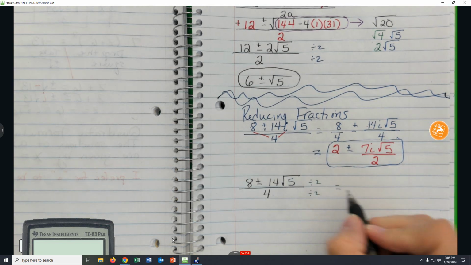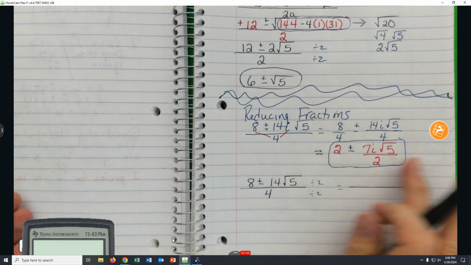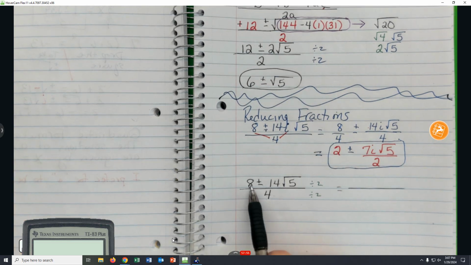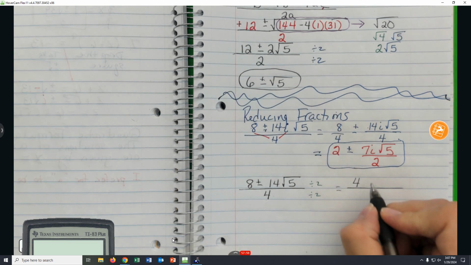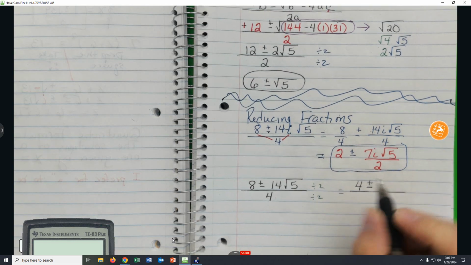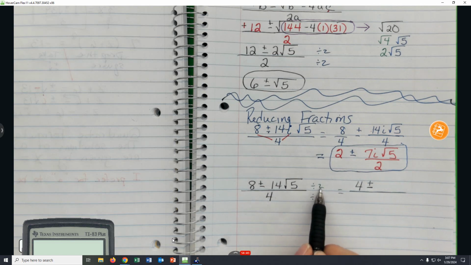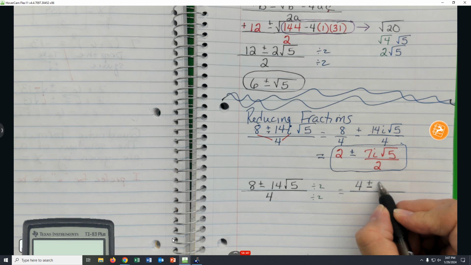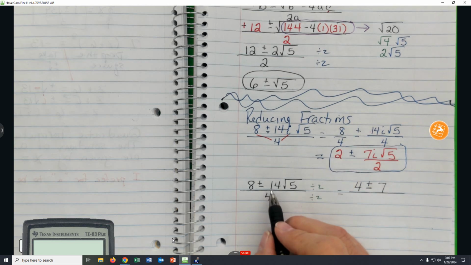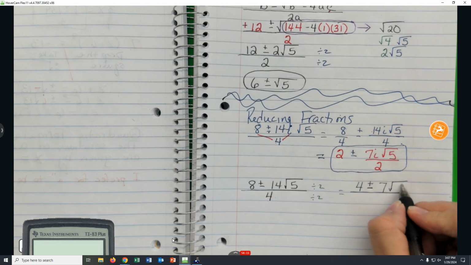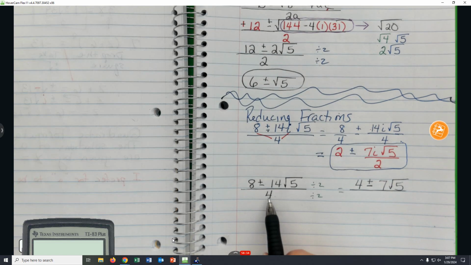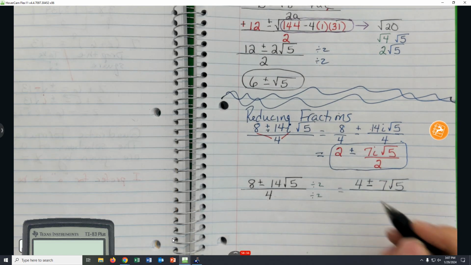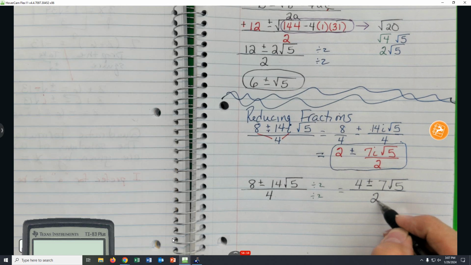and your answer is going to look different from this one up here. That's what I'm wanting to show. So you'd have an 8 divided by 2, 4, plus or minus. What number is going to be in front of that square root of 5? 7. 14 divided by 2 is 7, square root of 5. And then on the bottom, 4 divided by 2 is 2.